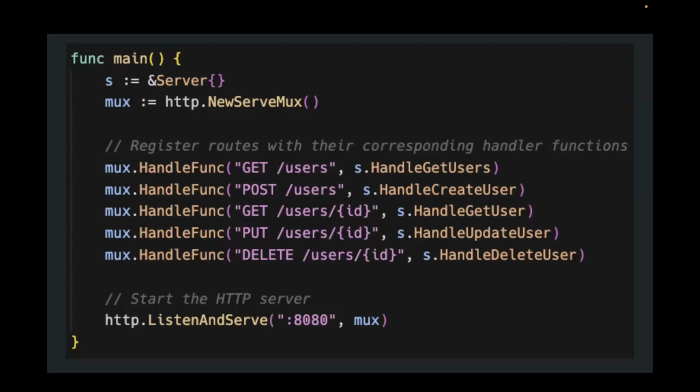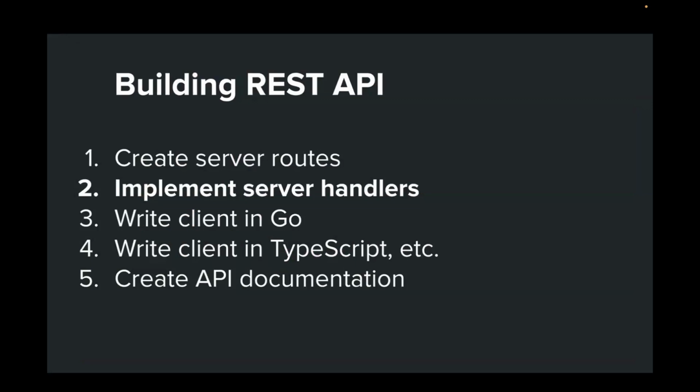In this case, as you can see, it's a simple CRUD for users. So you can create, update, delete, or list users. And you need to, of course, write all these routes and mount them on top of the HTTP server. Then you need to implement server handlers.